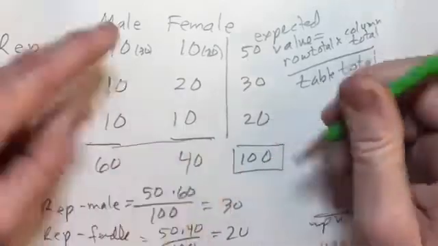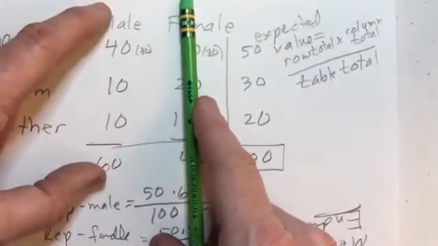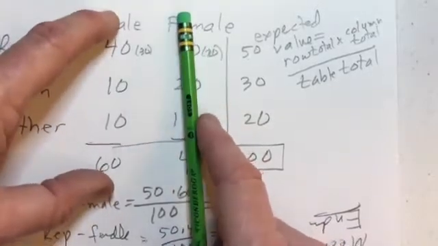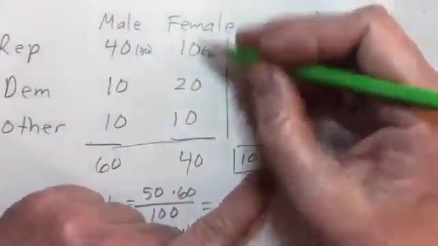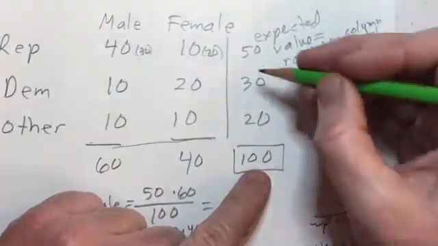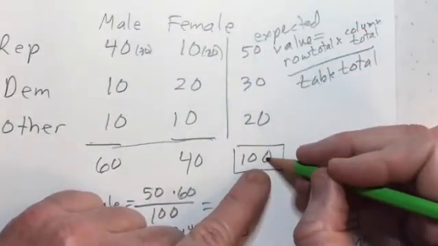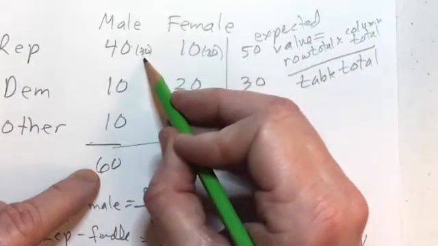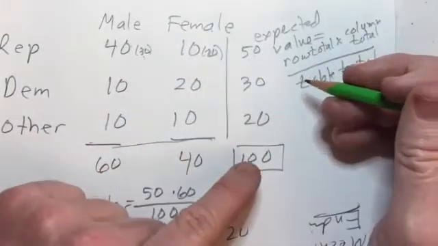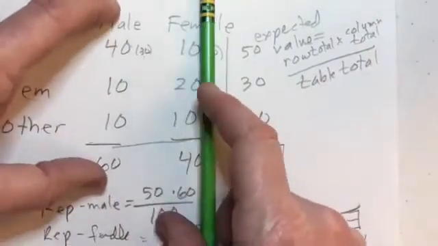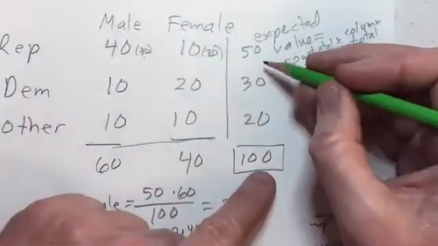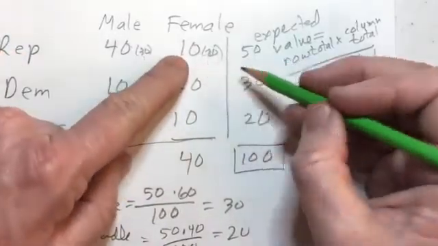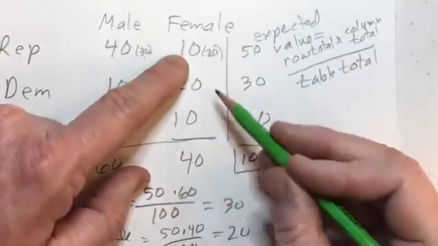If there really is no difference between the males and females in political party affiliation, we're expecting both of them to be 50% Republican. So if there is no difference, then 50 out of 100, that's 50%. We're expecting 50% of the males to be Republican, so we're expecting 30. And the same with the females. If the females are the same in regards to political party affiliation, we're expecting 50 out of 100 to be Republican. Well, 50% of 40 is 20.